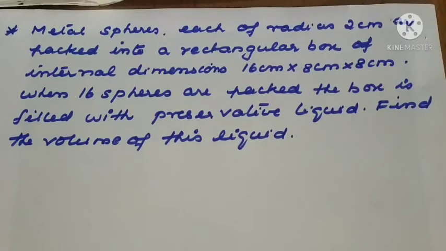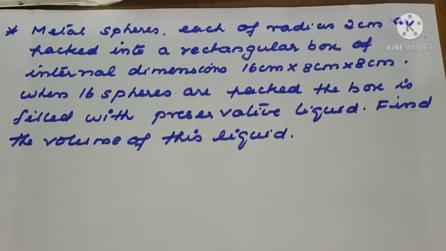Metal spheres, each of radius 2 cm, are packed into a rectangular box of internal dimension 16 cm by 8 cm by 8 cm. When 16 spheres are packed, the box is filled with a preservative liquid. Find the volume of this liquid only. So the volume of the sphere we have to calculate, and the volume of the rectangular box we have to calculate. Then the volume of the preservative liquid also we should calculate.